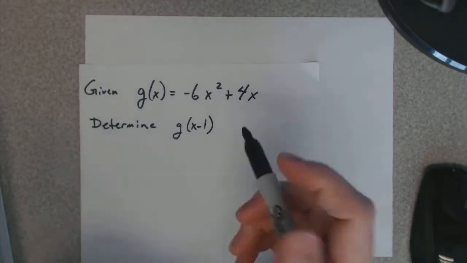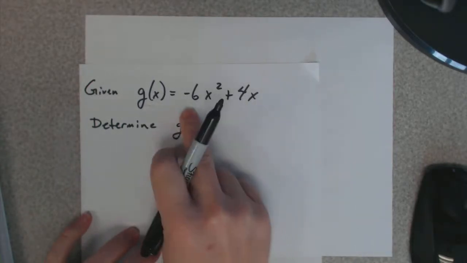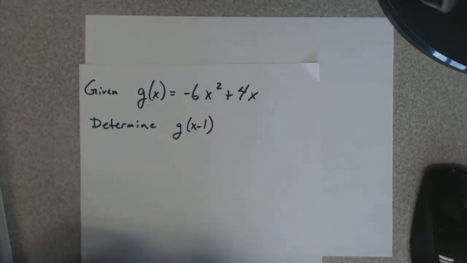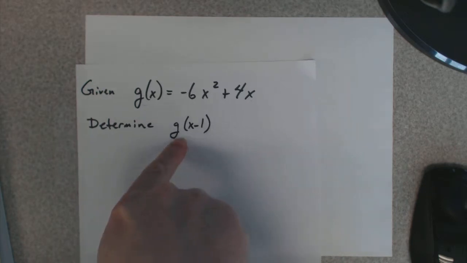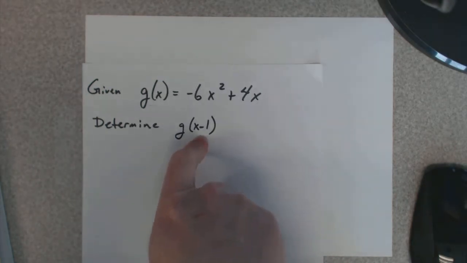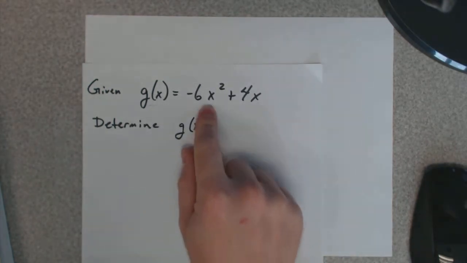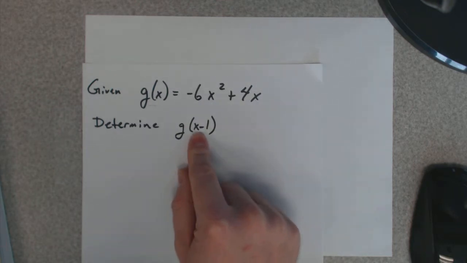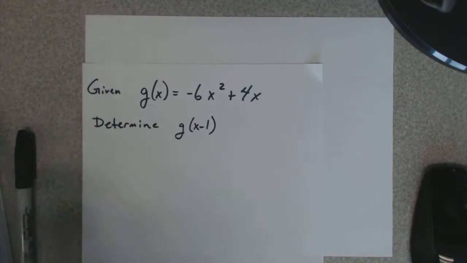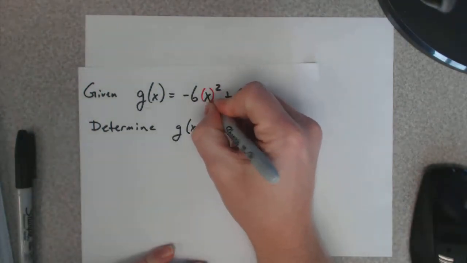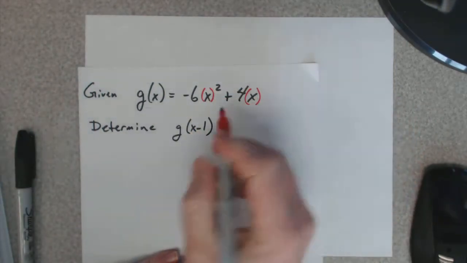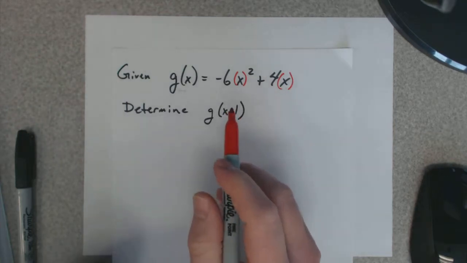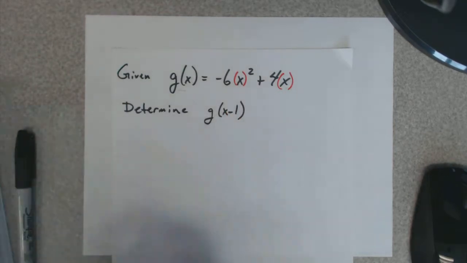So here we have a new function, g of x equals negative 6x squared plus 4x. We want to determine g of x minus 1. Well, we're going to do this just like we did the last ones. Everywhere there's an x, we're going to turn it into an x minus 1. So right here there's an x, and right here there's an x. So within those red parentheses, we're going to turn that into an x minus 1.